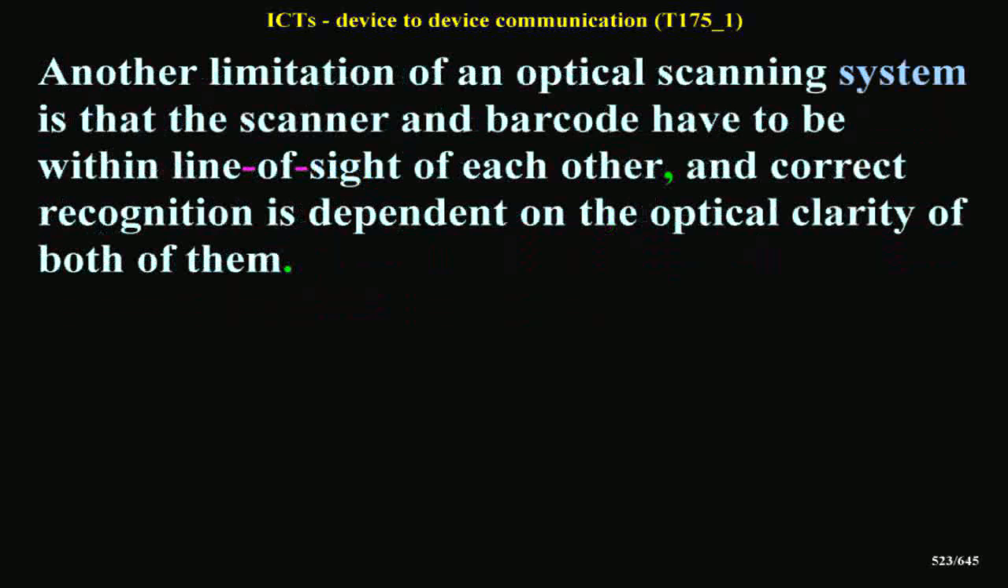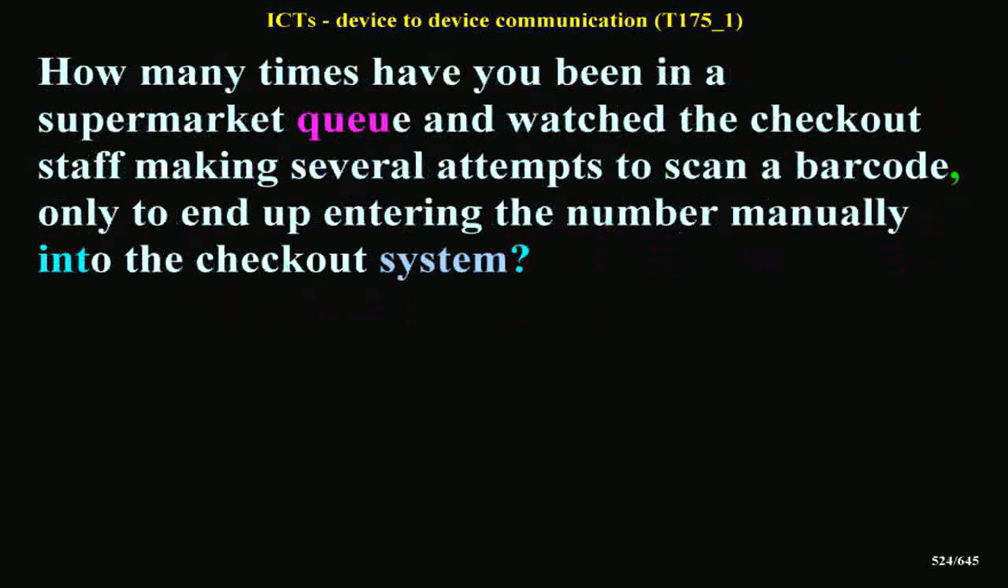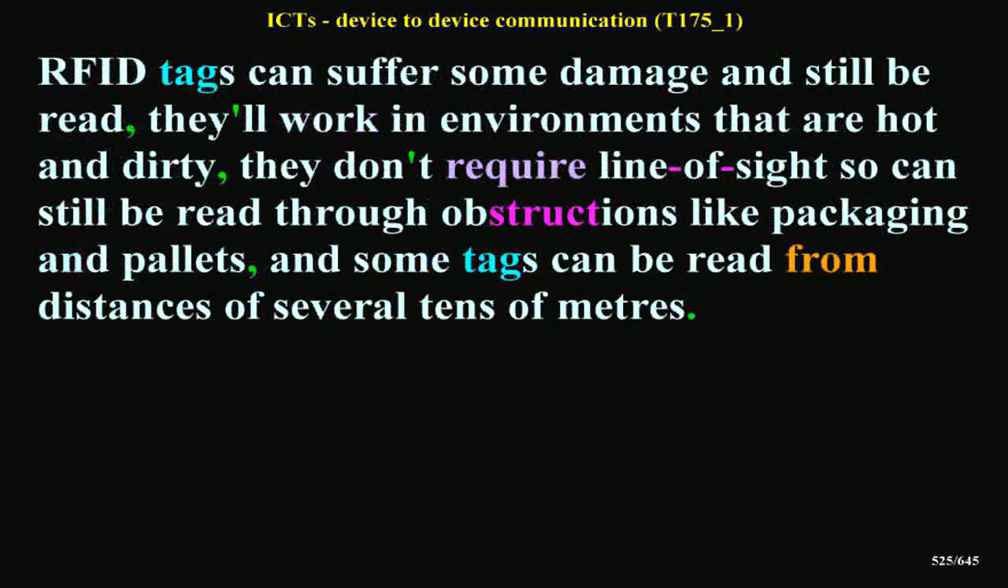Another limitation of an optical scanning system is that the scanner and barcode have to be within line of sight of each other, and correct recognition is dependent on the optical clarity of both of them. How many times have you been in a supermarket queue and watched the checkout staff making several attempts to scan the barcode, only to end up entering the number manually into the checkout system?